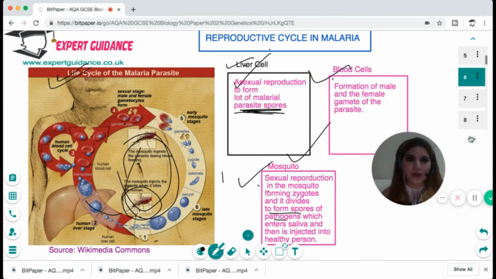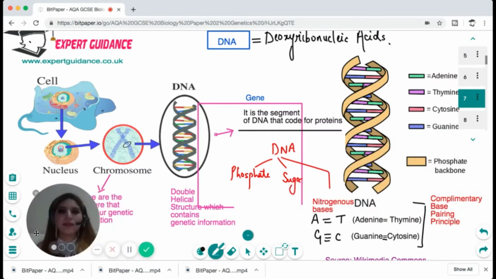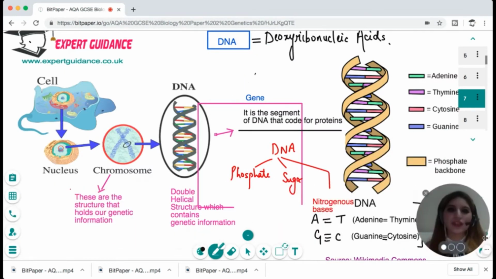So you should know in a malarial cycle what's the role of the liver cells, blood cells, and the mosquito. Next is, it's very important, the DNA. First of all, you should know these terms are very often used interchangeably. What's the difference between them? What's a cell? What's a nucleus, chromosome, DNA, and gene?